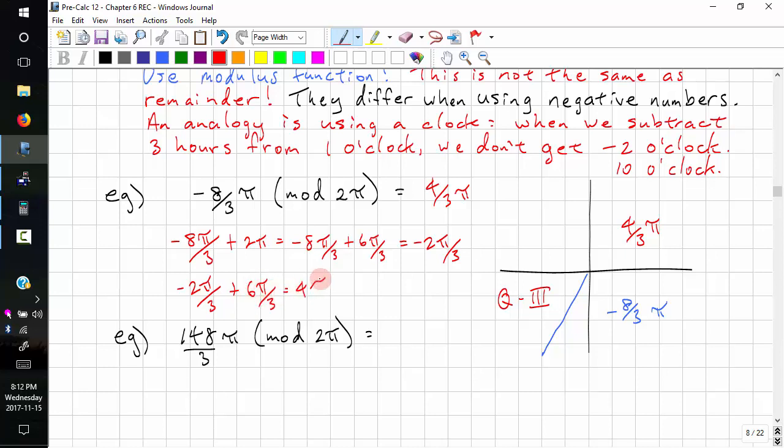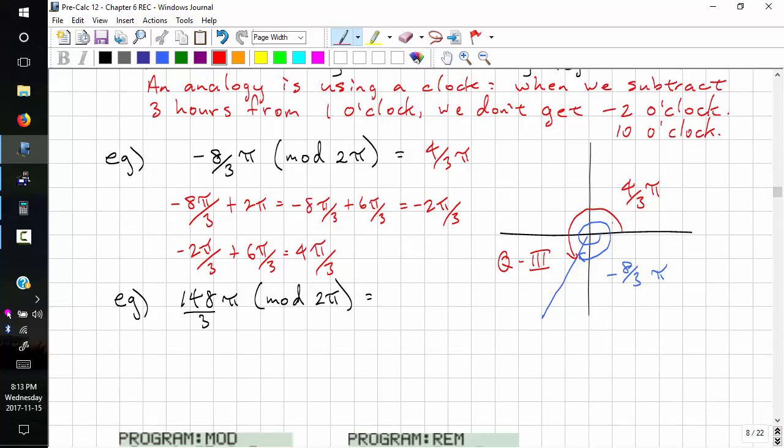And then we get 4 pi over 3, which is what we have here. Graphically, it looks like this. Negative 8 pi over 3 is a clockwise rotation, once around and there. And 4 pi over 3 is in this direction. And we have a coterminal angle.